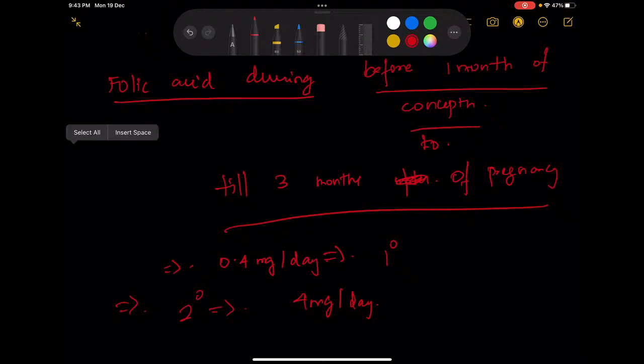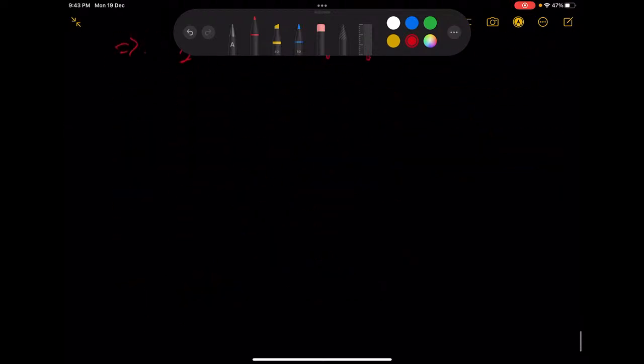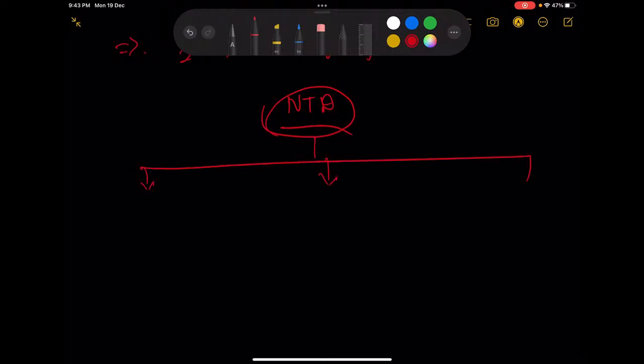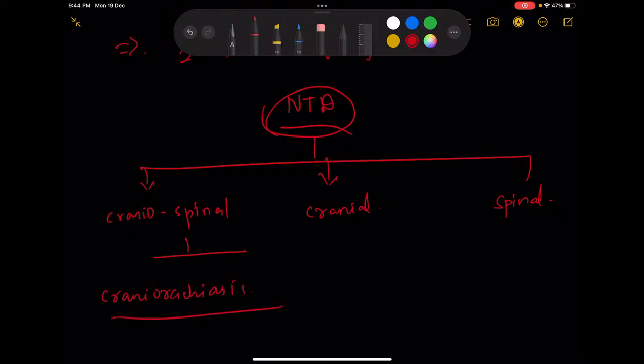And next is the classification of neural tube defect, given by the short form NTD. Neural tube defect is classified into three types. First is craniospinal, second is cranial, and third is spinal. In the craniospinal they have craniorachischisis. We will discuss later what craniorachischisis is.